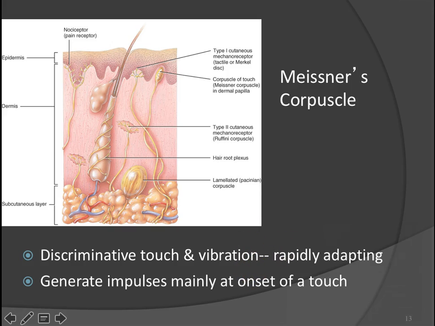However, it's going to be rapidly adapting. This is one of the ones that, once you put clothes on, you're like, oh, okay, I'm wearing cotton. And then you forget about it. Basically, it's going to generate impulses mainly at the onset of the touch, so when you first feel something. And then if it keeps touching you, it adapts rapidly, and it's not sending you information anymore.